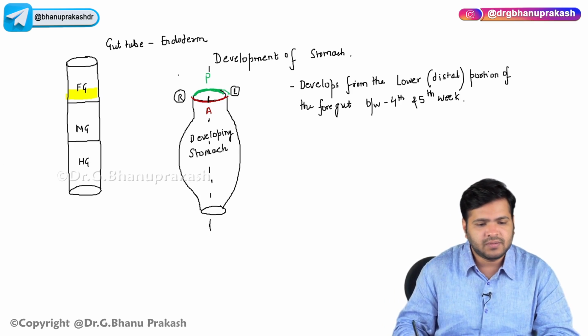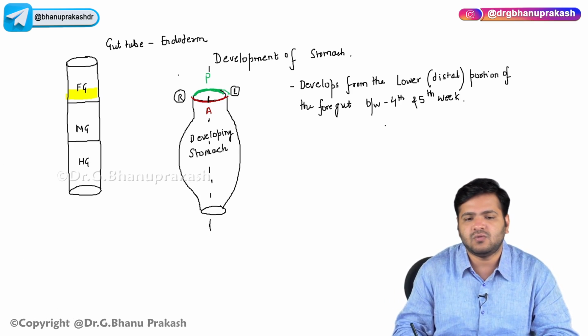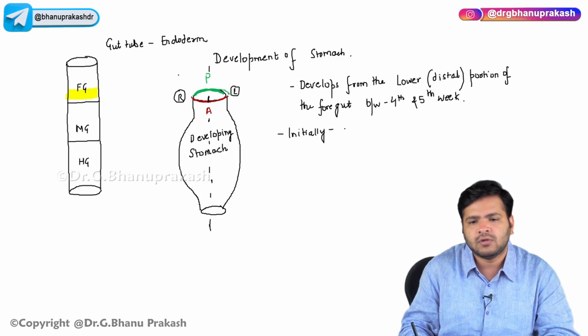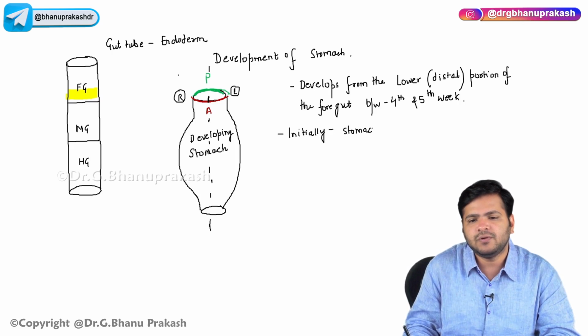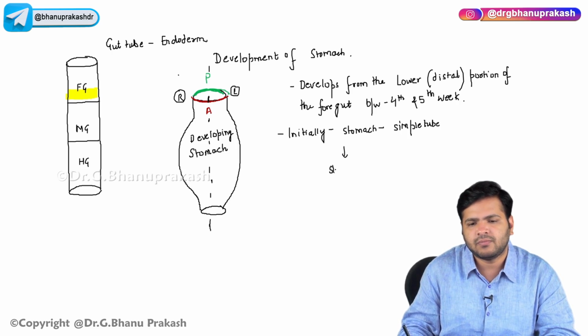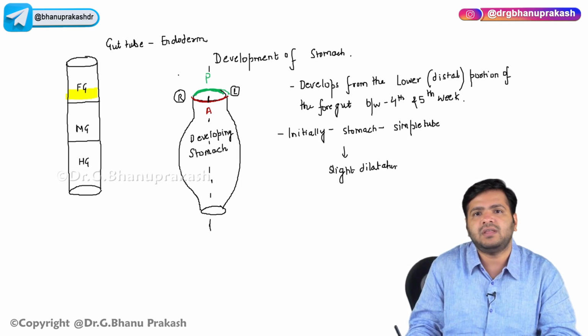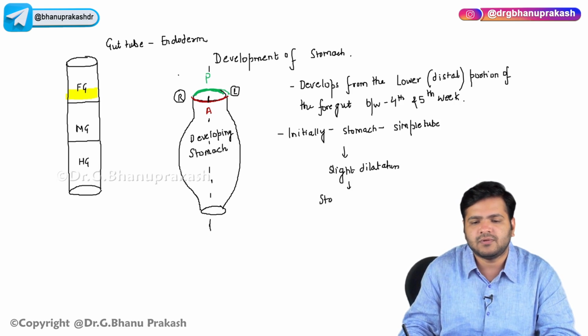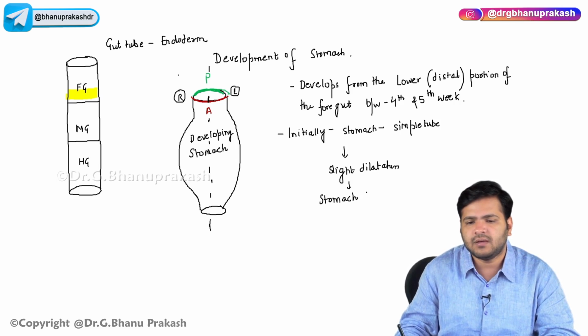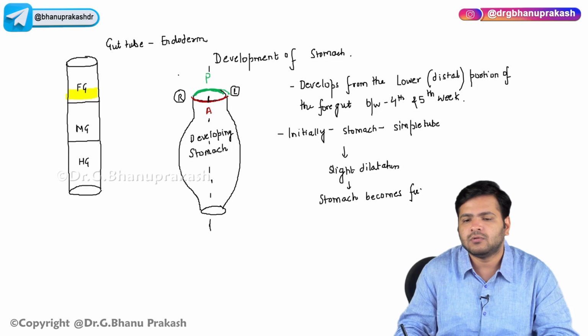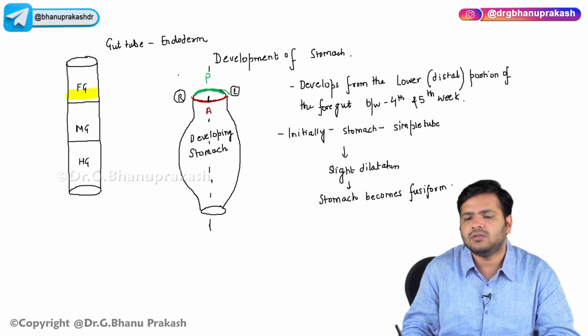Now let us complete the notes. Initially the stomach is a simple tube. If there is a slight dilatation, what will happen? The stomach becomes fusiform in shape.